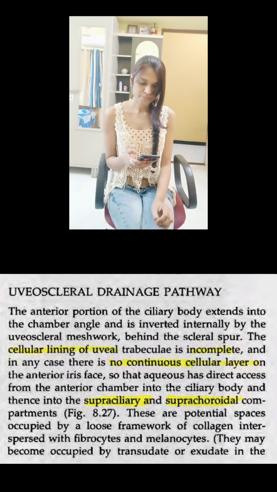Chapter 8, Anatomy of Anterior Chamber and Drainage Angle, from Wolff's Anatomy, 8th edition, page number 302.